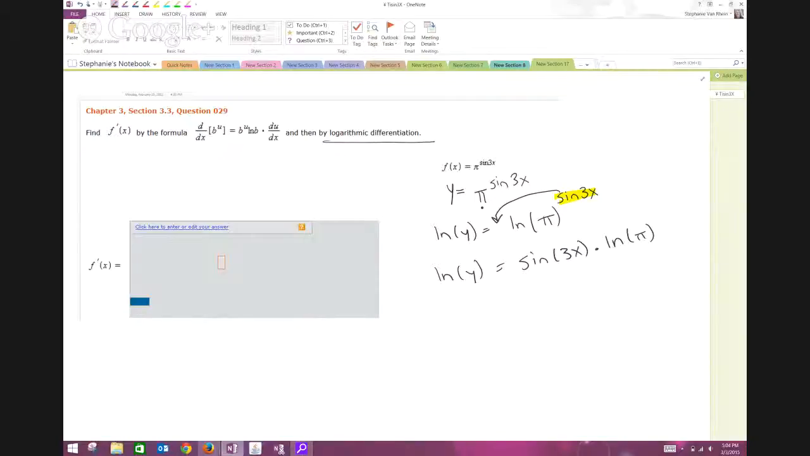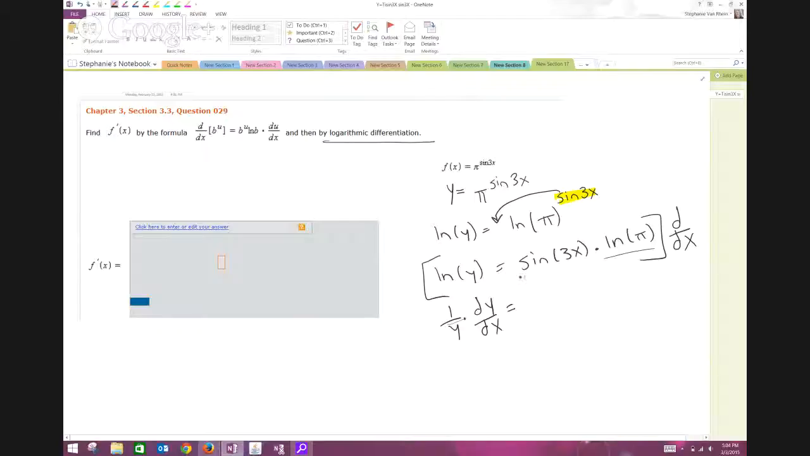And if you have a constant as your base, you'll always end up with this ln of pi. And ln of pi is just a number. It doesn't simplify. You just leave it as ln of pi. And then the calculus part of it is to differentiate both sides with respect to x. So on the left-hand side, I have 1 over y times dy over dx. So it's the chain rule here. The derivative of the outside is 1 over whatever is inside times the derivative of the inside, which is dy over dx, which is what I want to find. I want to find the derivative.